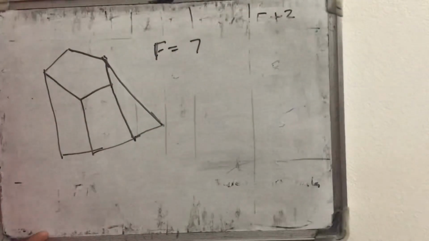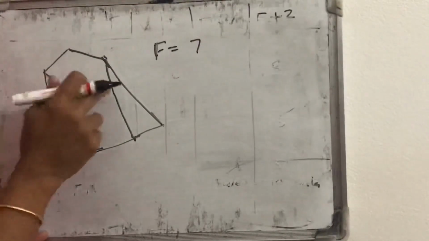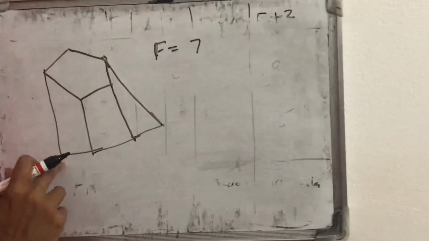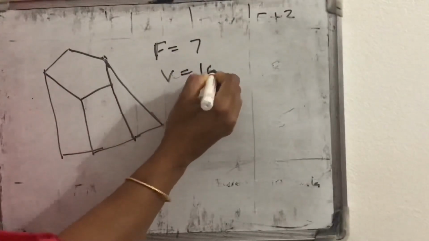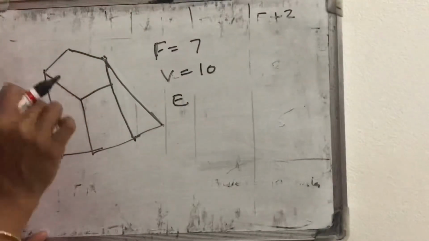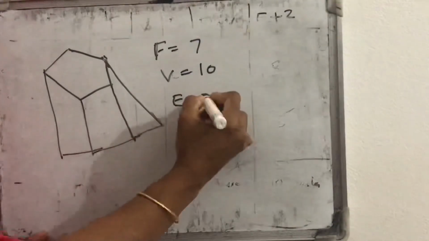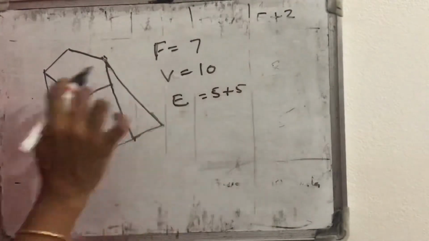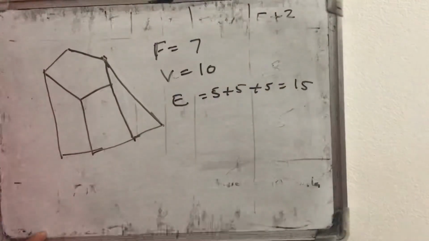Just like that, what will V be, number of vertices. On the top, how many vertices? 1, 2, 3, 4, 5. And the bottom also 5 vertices. So number of vertices will be 10. Now edges, top 5 edges, bottom also 5 edges. Okay, so 10. Then lateral edges also there 5. So 15 edges are there.